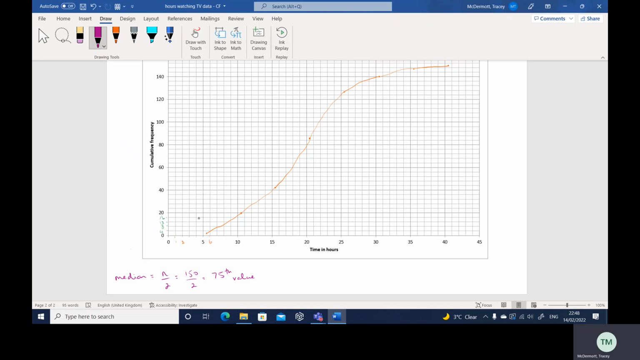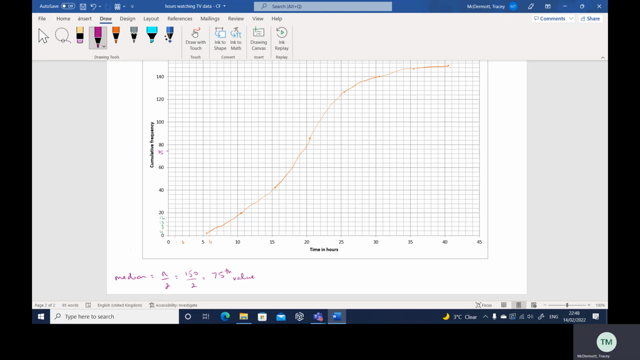If we had all these 150 people lined up in order of who watched the least TV up to who watched the most TV, then the 75th person is the person in the middle. So to find 75, remember this scale's going in 4, so that's 64, 68, 72, 76. So 75 is just going to be a wee fraction under that line at 76. So I'll call that the 75th person.